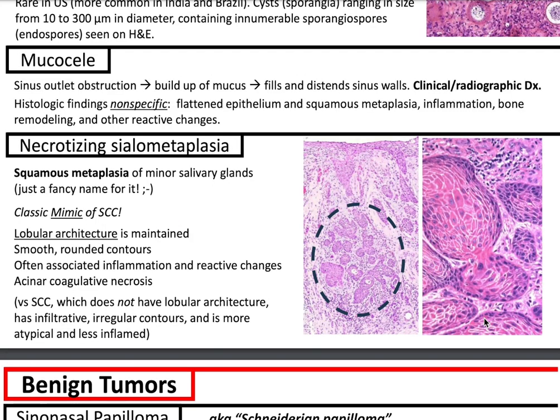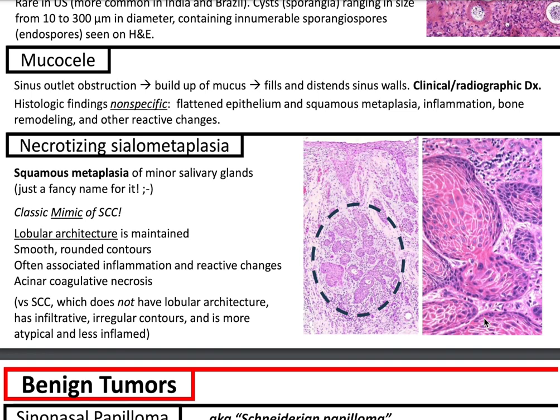Mucocele. This is sinus outlet obstruction leading to buildup of mucus. This fills and distends the sinus walls, and it's a clinical radiographic diagnosis. The histologic findings are nonspecific. You have flattened epithelium and squamous metaplasia, inflammation, bone remodeling, and other reactive changes.